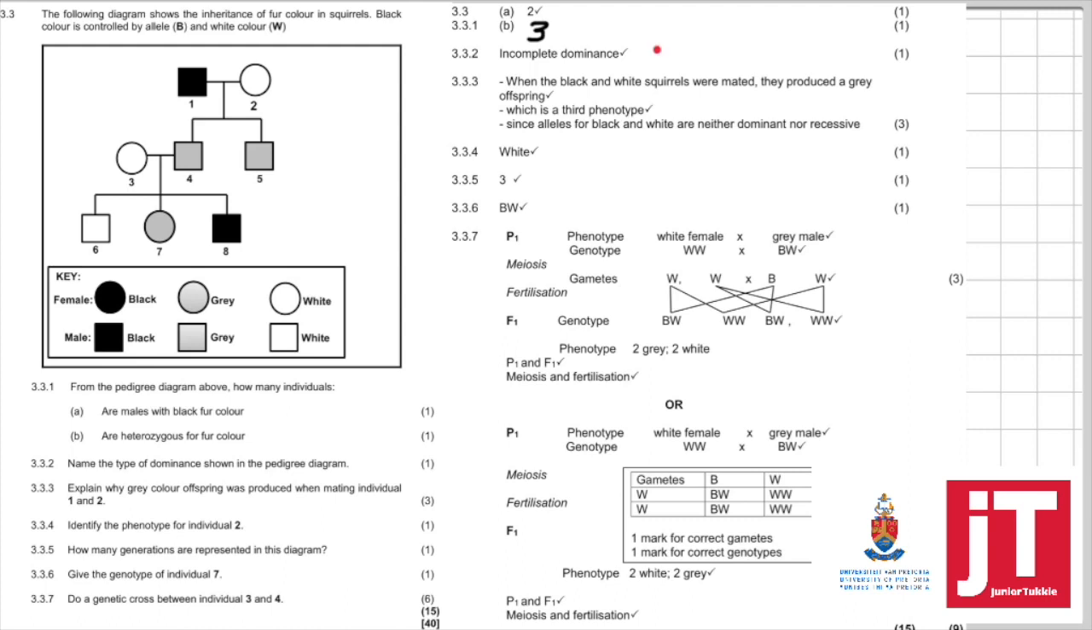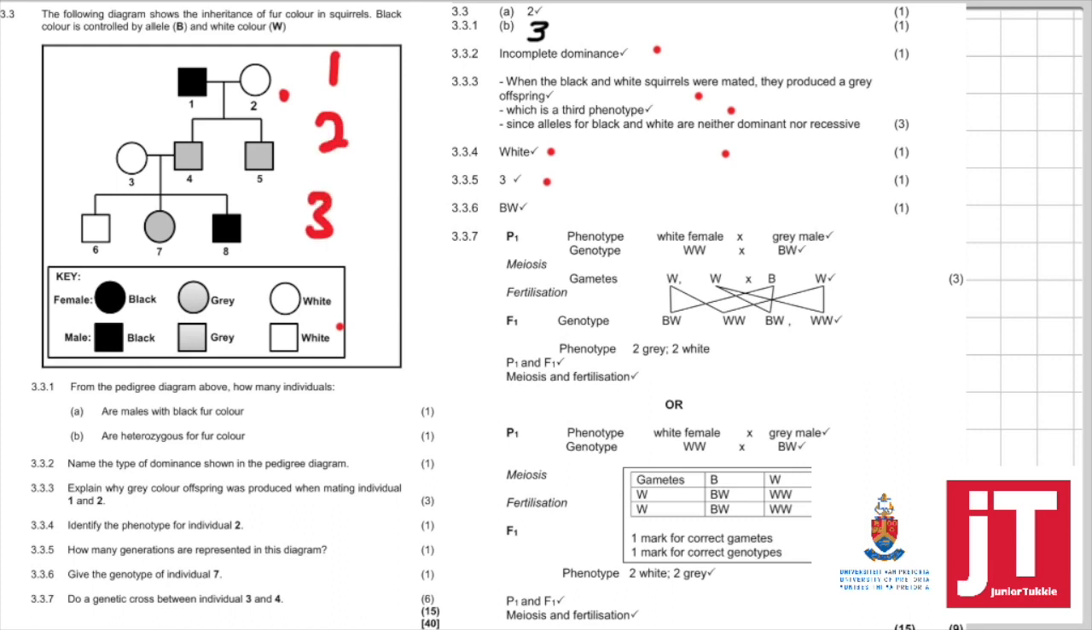3.3.3 Explain why a grey color offspring was produced when mating individuals 1 and 2. When black and white squirrels are mated, they produce a grey offspring, which is a third phenotype, since the alleles for black and white are neither dominant nor recessive. 3.3.4 Identify the phenotype for individual 2. That's easy. As you can see, it's white. 3.3.5 How many generations are represented in this diagram? 1, 2, 3. So your answer is 3.